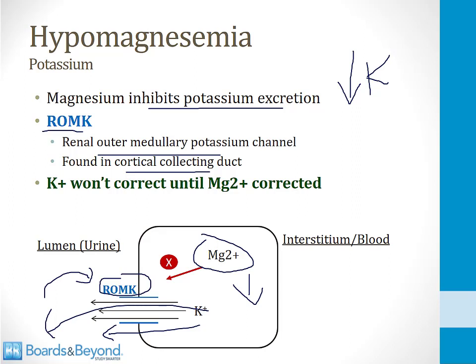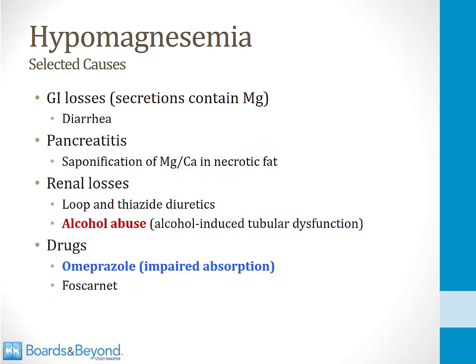For that reason, patients with hypomagnesemia develop hypokalemia, and in addition, you cannot correct the potassium until the mag is corrected because you need to correct the mag to shut down this channel. So a classic clinical scenario is a patient with hypokalemia and the potassium is being repleted for several days but will not normalize. That patient probably has hypomagnesemia, and you have to fix the magnesium level before you can correct the potassium level. Some selected causes of hypomagnesemia are shown on this slide.